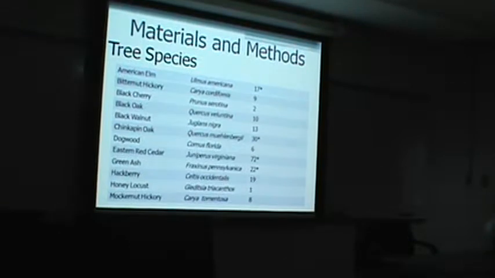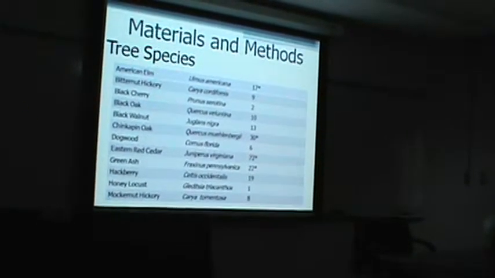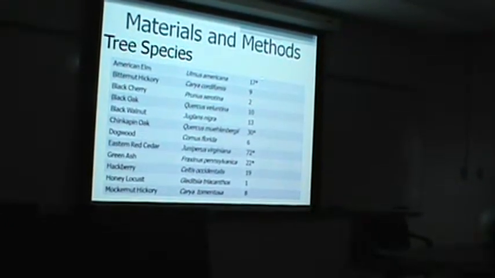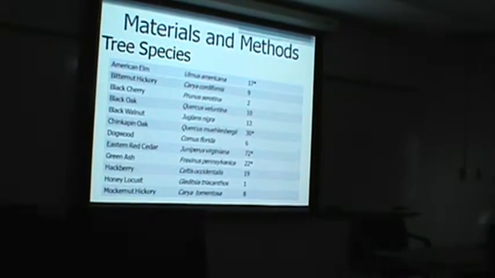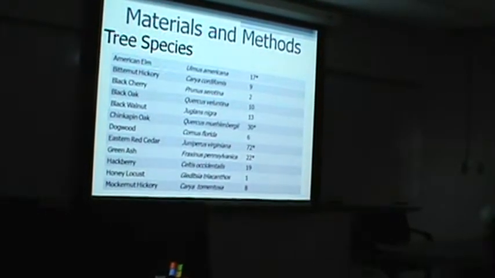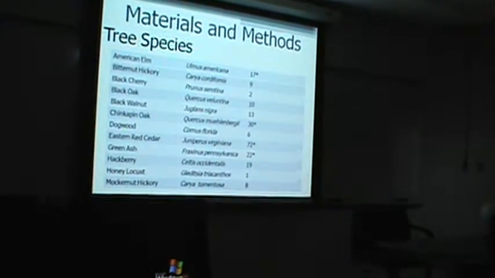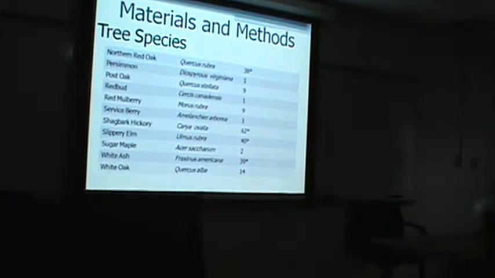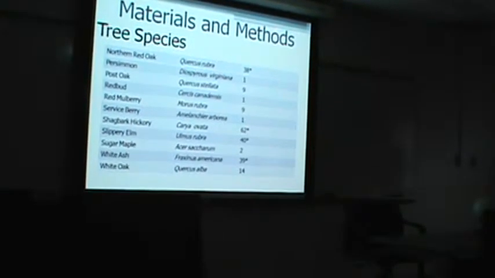This is a list of the tree species at Busby Forest. The first column indicates the common name. The second column is the scientific name. The third column is the number of trees distributed throughout Busby Forest. As you may see, the asterisk indicates that these specific trees were dominant throughout Busby, which are American elm, chinkapin oak, eastern red cedar, green ash, northern red oak, shagbark hickory, slippery elm, and white ash.